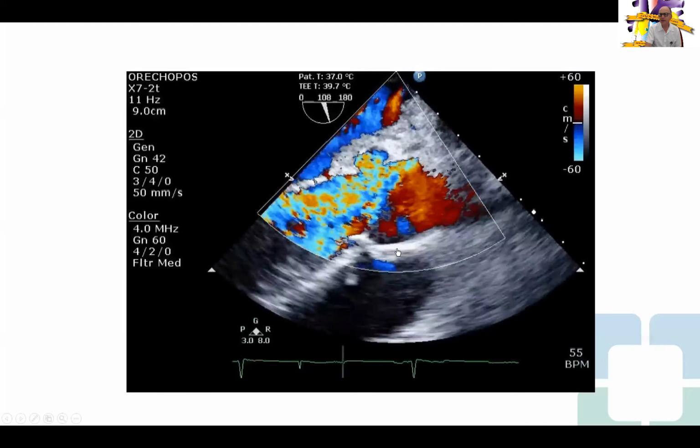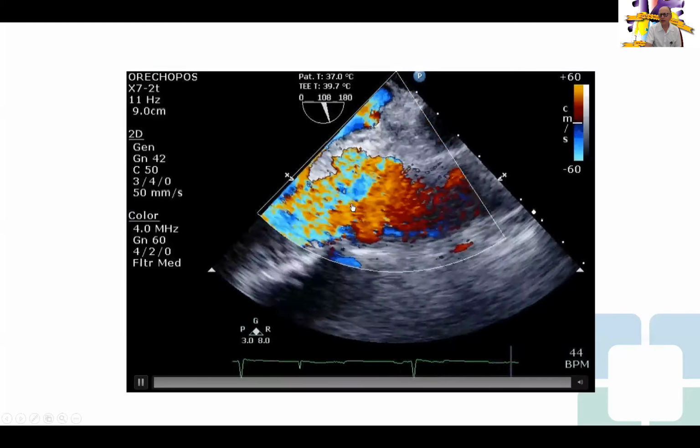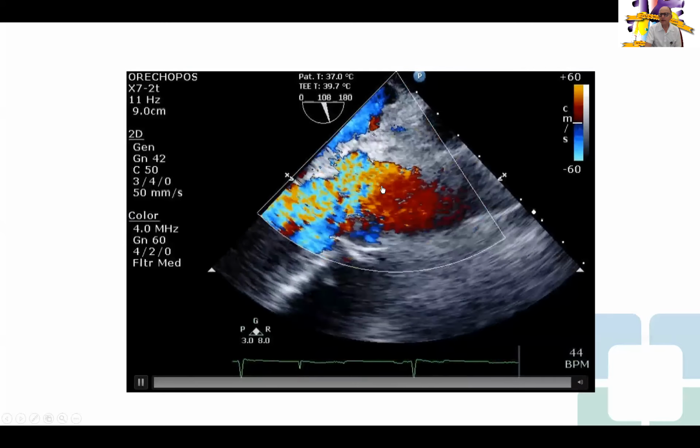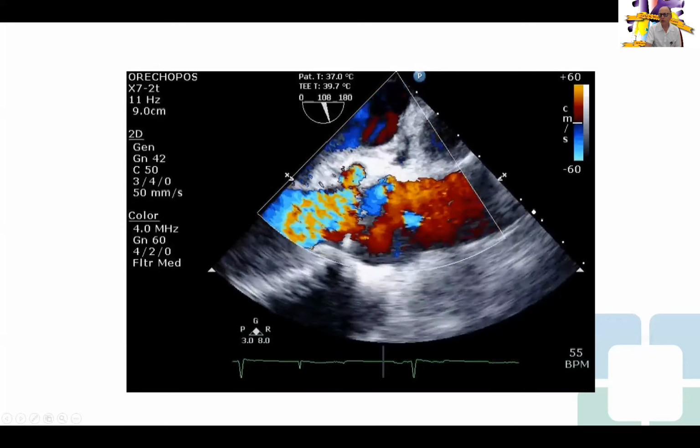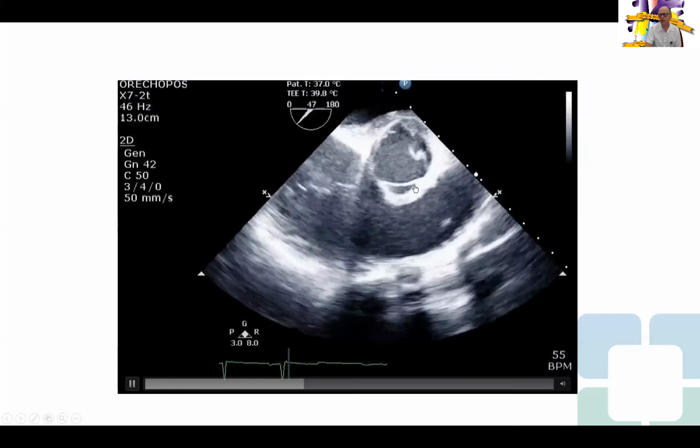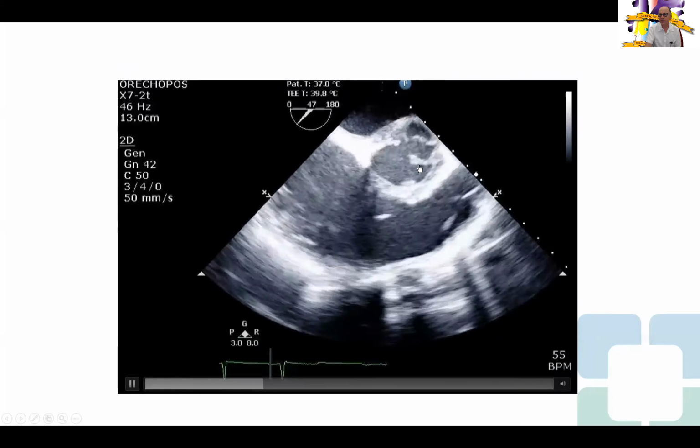You can see here the massive aortic regurgitation coming back to the left ventricle. Here, a disaster, basically a huge mechanical complication related to the endocarditis. Again, you can see here the disruption of the architecture of the valve itself.